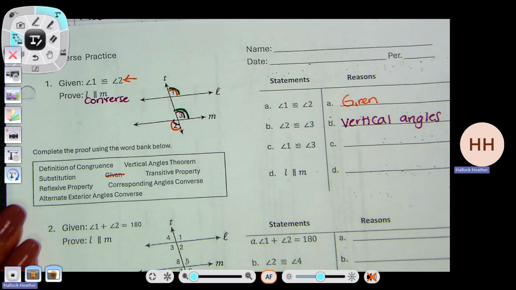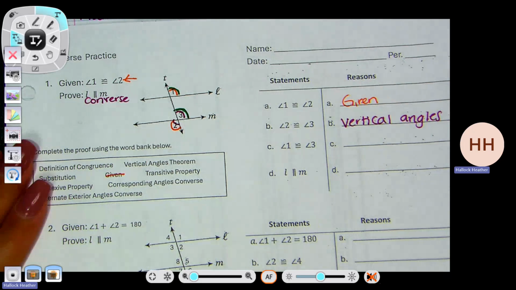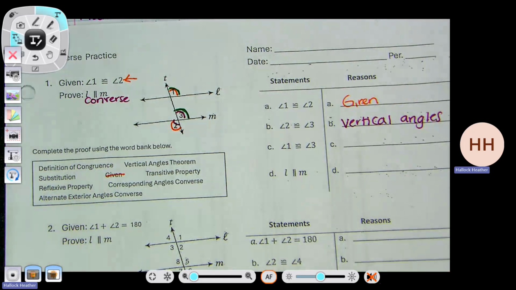Translation. Transitive. Transitive, and this is the one that everybody messes up on. Transitive is the weirdo. I know. Transitive is where you remove the middleman. If I know A is equal to B and B is equal to C, I can remove the middle and say A is equal to C.